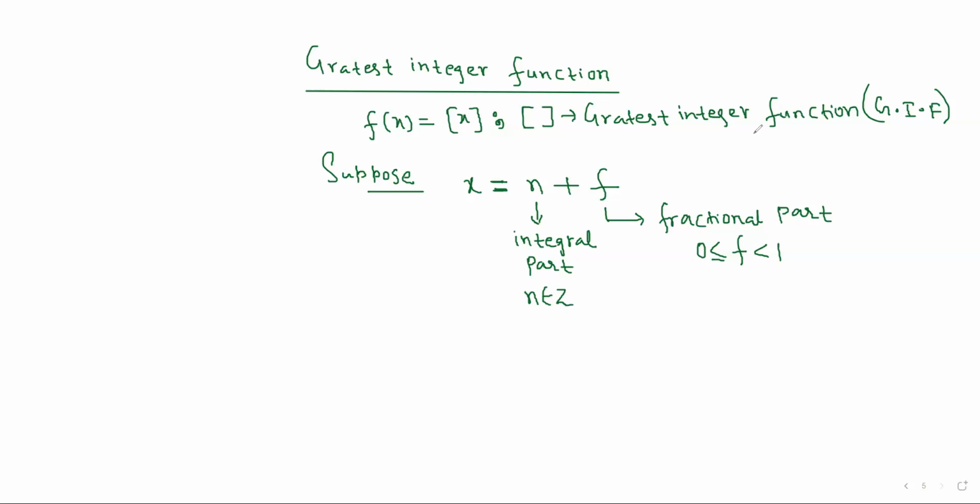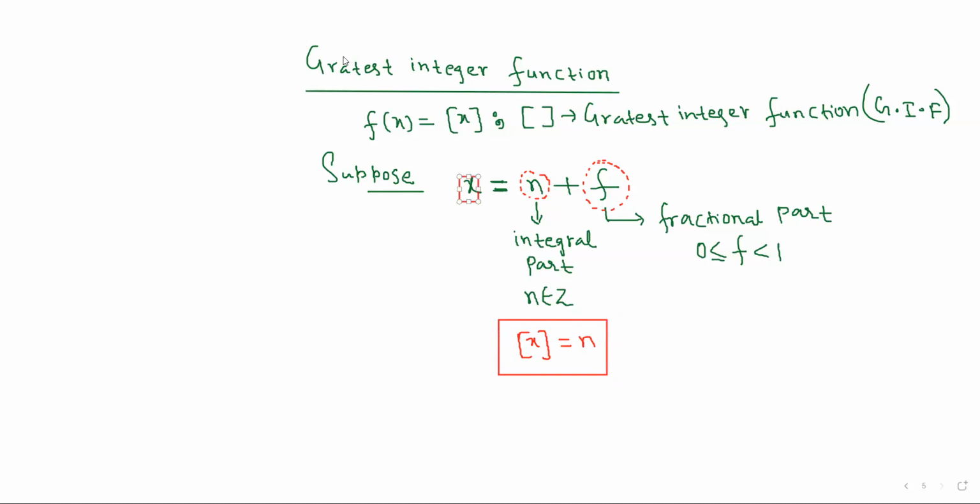And f is what? F is the fractional part. N is the integral part and f is the fractional part. N means integer, and f is fractional. So under this condition, the greatest integer function of x is equal to n. This is a very important condition.